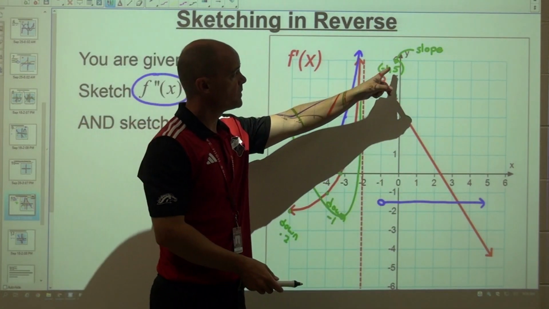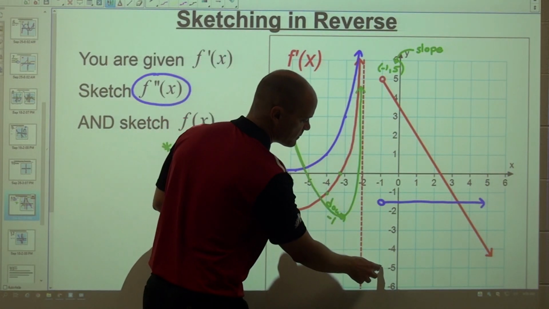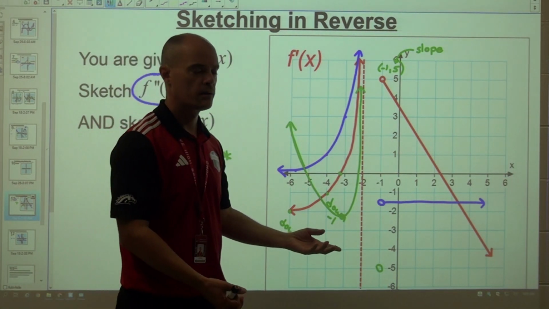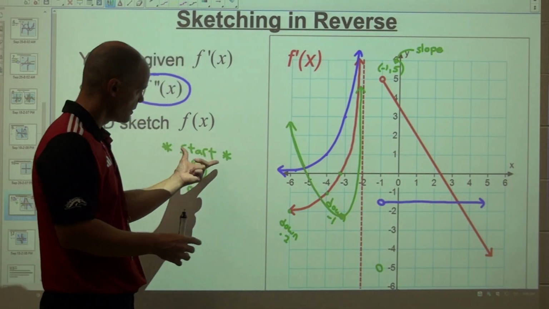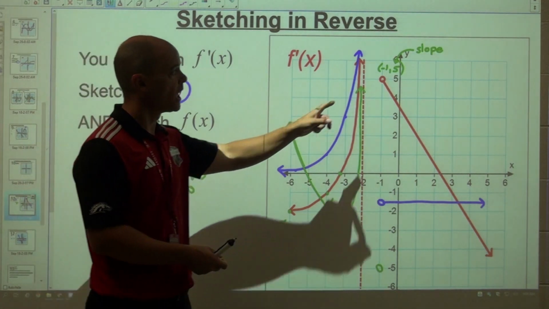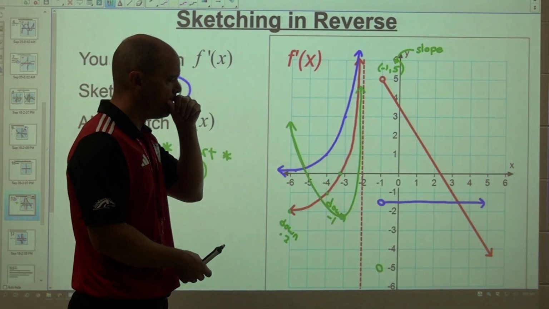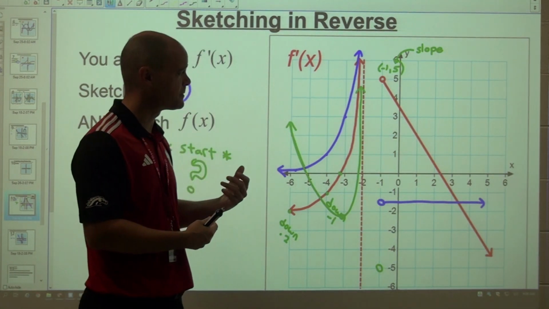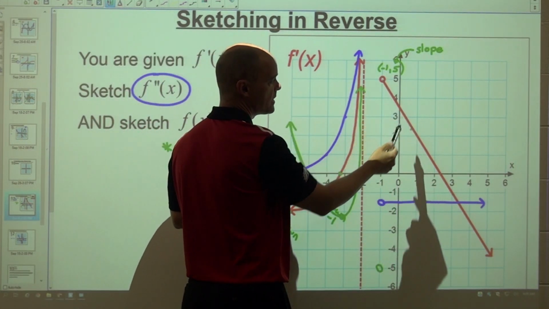Since my pencil's moving up very fast from this point, I'm going to start really low on the graph. I'll start right there. Why there? Just 'cause. You can pick wherever you want. We have no idea where to start the original f of x graph. But since I'm moving up very fast, I started very low. And now what happens? So I'm still moving up, just not as fast.